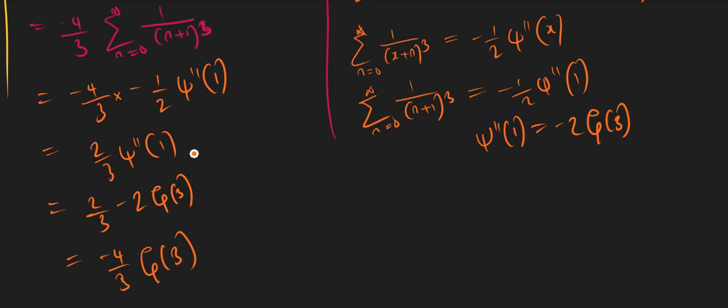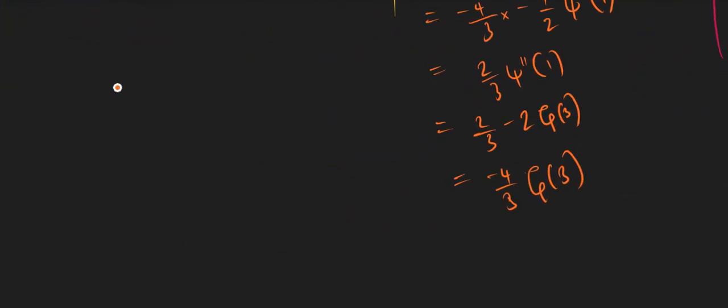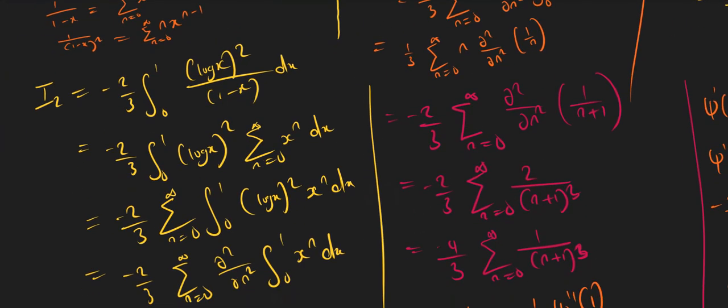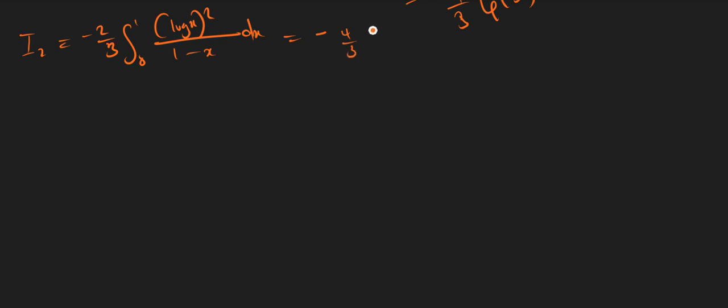Okay, so now what does that mean for us? Well, that means that the second integral we're looking for, let's code the result below. This I sub 2, which is negative 2 third of the integral from 0 to 1 of the logarithm of x all squared all divided by 1 minus x dx, is equal to negative 4 third zeta of 3. That is it, negative 4 third zeta of 3.